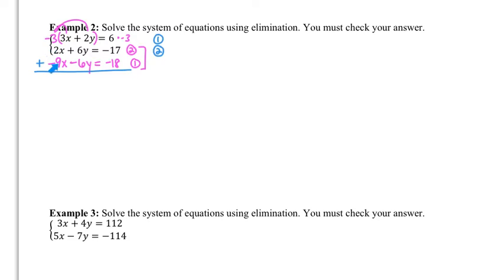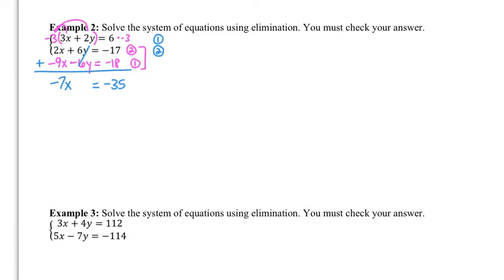We have 2x plus a negative 9x. So that's going to be a negative 7x. Okay, and then 6y plus a negative 6y, or 6y minus 6y. That's 0. It eliminates. That's exactly what we wanted to happen. And then on the right side is negative 17 plus a negative 18, or just minus 18, which is negative 35.